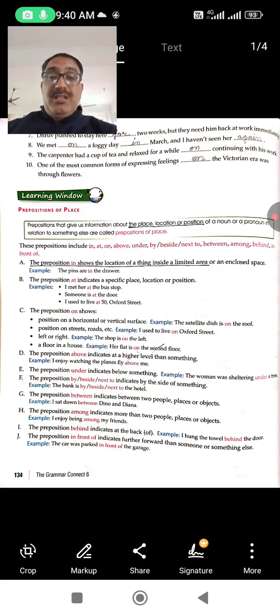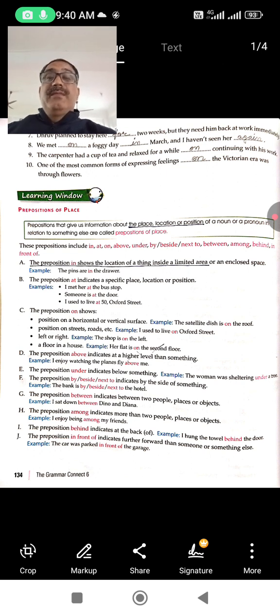The second is the preposition at. The preposition at indicates a specific space, place, location or position. Three examples are given here. The first one is, I met her at the bus stop. Second, someone is at the door. Third, I used to live at 50 Oxford Street.